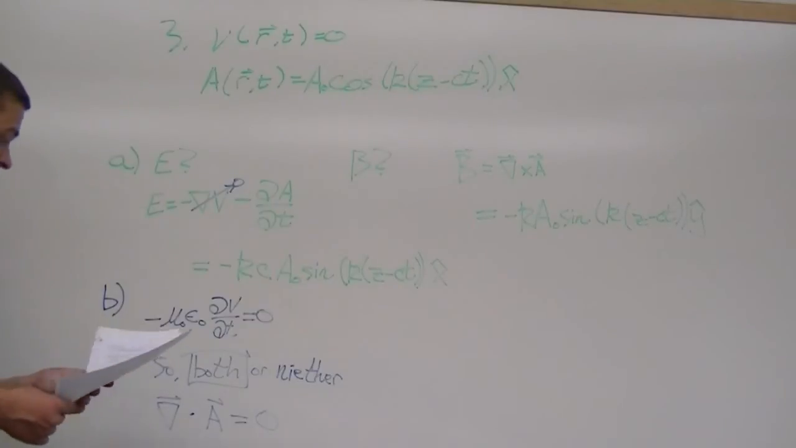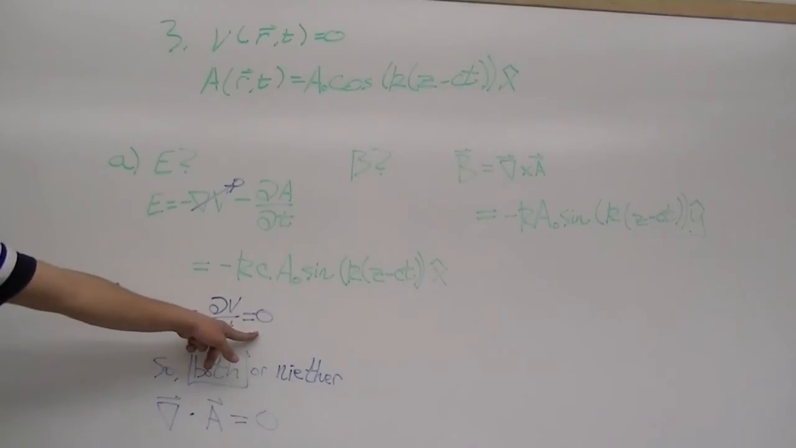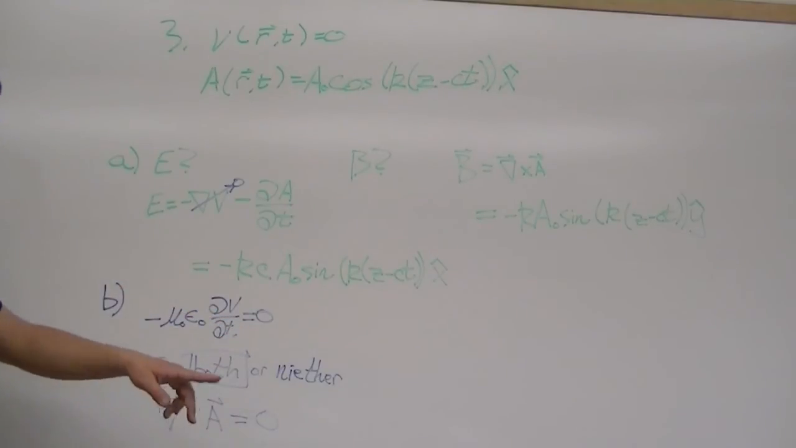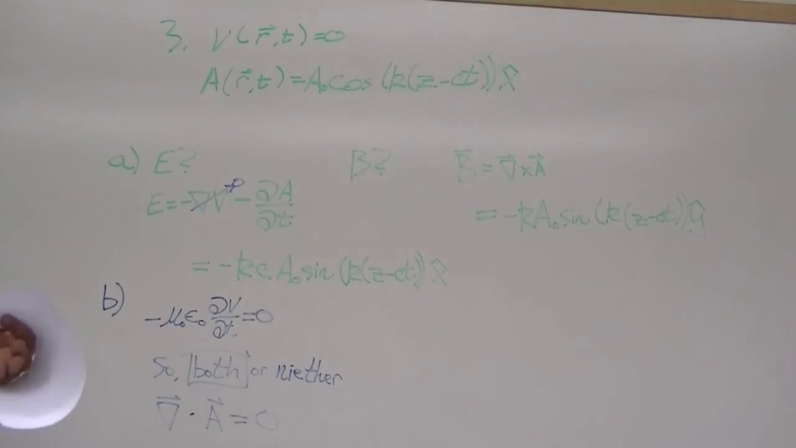Alright, so part B said, are we in the Coulomb gauge, the Lorentz gauge, both, or neither? Well, the Lorentz gauge is defined by del dot A plus mu naught epsilon naught dV/dt equals 0, and the Coulomb gauge is del dot A equals 0. Well, I figured out that mu naught epsilon naught dV/dt equals 0. So if del dot A equals 0, then we're in both, and if del dot A does not equal 0, we're in neither, and del dot A does in fact equal 0, so we're in both the Coulomb gauge and the Lorentz gauge.